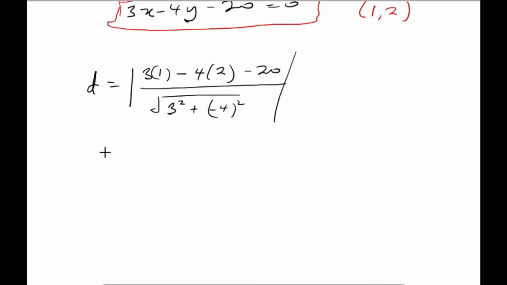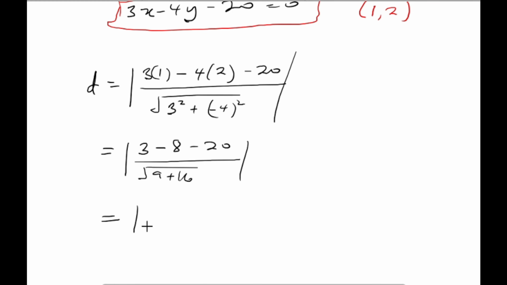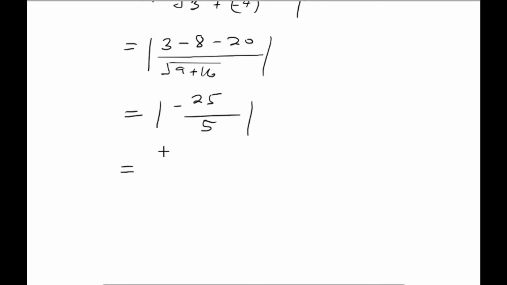Working this further, you're going to have the absolute value of 3 minus 8 minus 20 all over the square root of 9 plus 16. This is going to give us negative 25 over the square root of 25, which is 5. And then negative 25 over 5 is negative 5, and because you are looking for the absolute value, this is equal to 5 units.